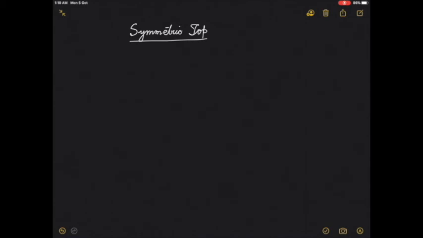Okay, so let me first describe to you what these three cases are. The first case is motion of a symmetric top. This is the one that we'll work out in detail. So what is a symmetric top? A symmetric top looks something like this. So it's symmetric about one axis.